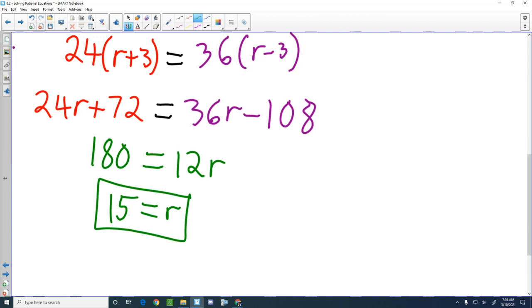Anyone got 15 for r? So once you get rid of those denominators, it's a piece of cake. This is an algebra 1 problem. This is like a pre-algebra problem, right? It's pretty simple, very straightforward. So the one skill is getting rid of those denominators. Yes, sir.